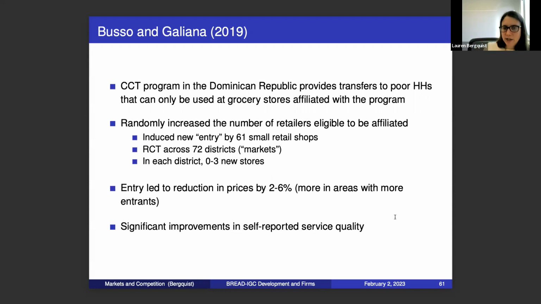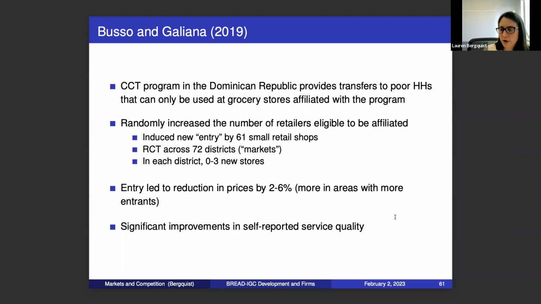And so when they say they're randomizing entry, what they're really doing is randomizing entry of existing incumbent grocery stores into this affiliated program. It's a really clever way of getting randomized variation that otherwise might be quite difficult to get. They induce the entry of 61 small retail shops into 72 different markets. They are even able to get variation in the number of new stores on the intensive margin. Overall they find a reduction in prices of 2 to 6%, as you'd expect, more in areas with more entrants, and some improvements in self-reported service quality.